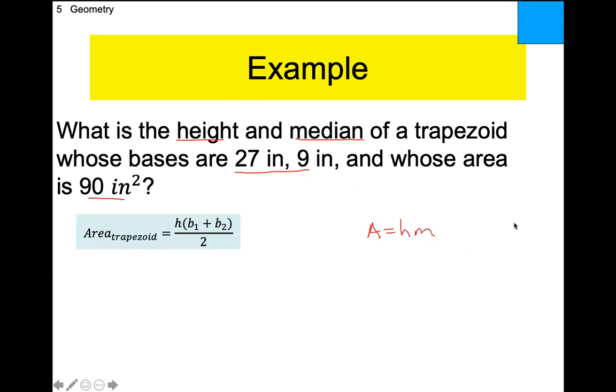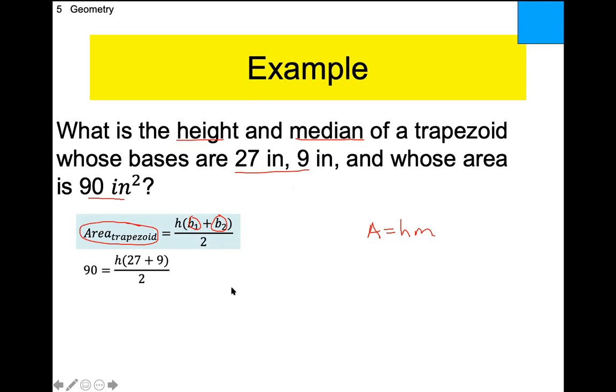So we're going to need both of those formulas. We're going to plug in what we got. Well, I know that the two bases, so this part and this part, are 27 and 9. I don't know the height, I don't know the median, but I do know the area. So I can plug those things into my formula. Notice I only have one variable, so I can solve this.